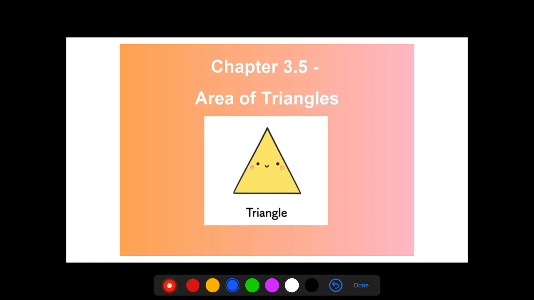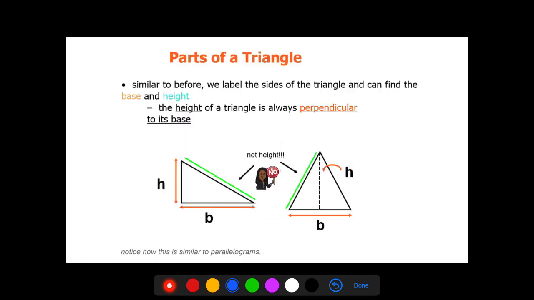3.5, the area of triangles. Okay, so let's look at the parts of a triangle. So just like before, we label the sides of a triangle and can find the base of the triangle and the height of the triangle.